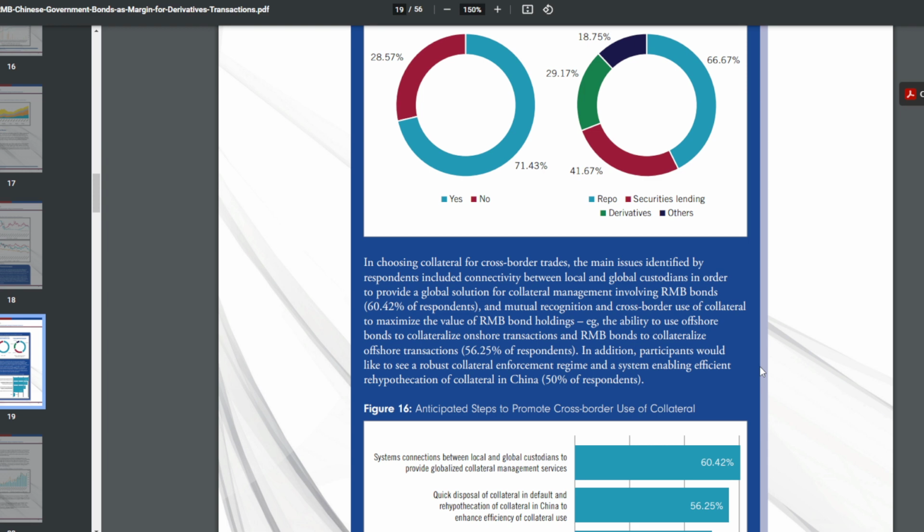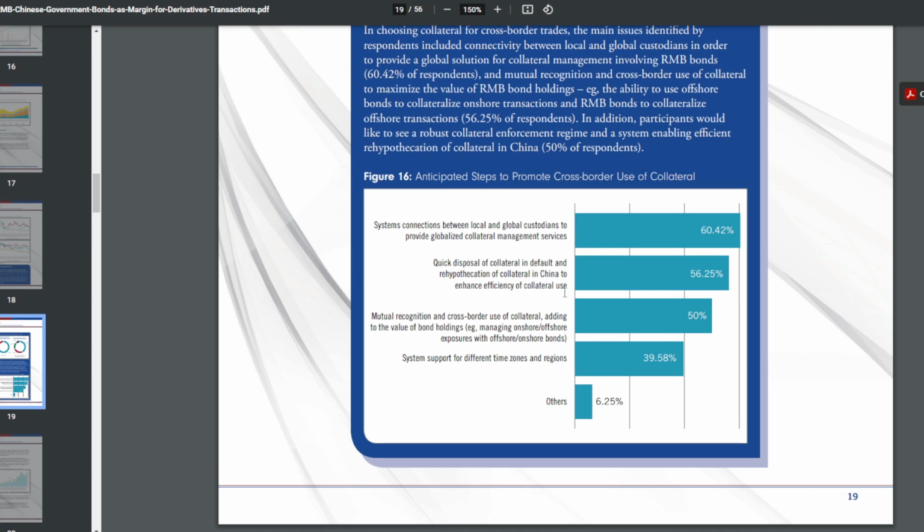And so it says, if we look on to figure 16, anticipated steps to promote cross-border use of collateral. And it's saying system connections between local and global custodians to provide globalized collateral management services. 60% say this is what we need to do. You're going to need quick disposal of collateral in default and rehypothecation of collateral in China to enhance efficiency of collateral use. Mutual recognition and cross-border use of collateral, adding to the value of bond holdings, and then obviously system support. So they say this is kind of like the roadmap.